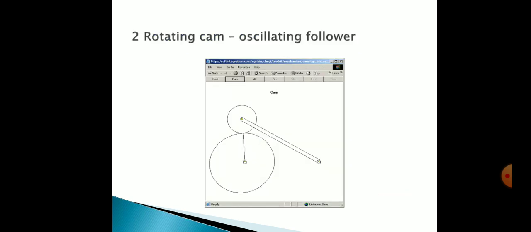Number 2: rotating cam, oscillating follower. The figure clearly shows the cam and follower. The larger diameter is the cam and the smaller diameter is the follower.